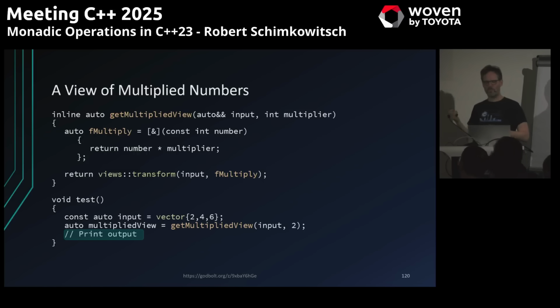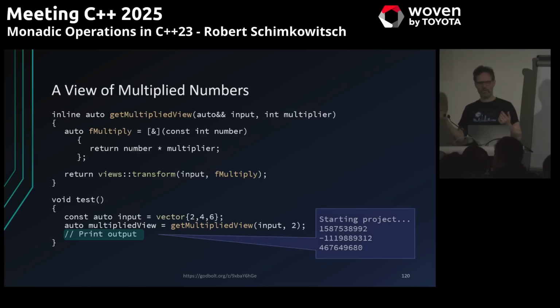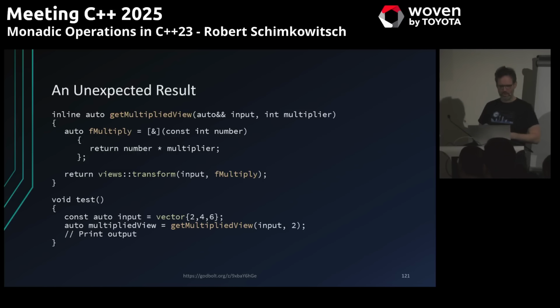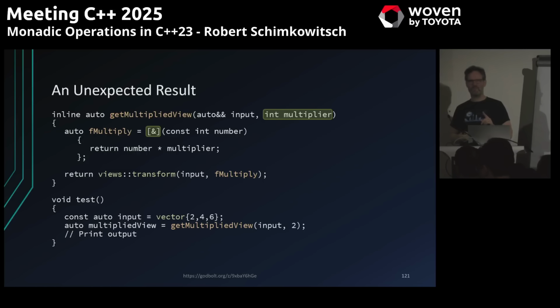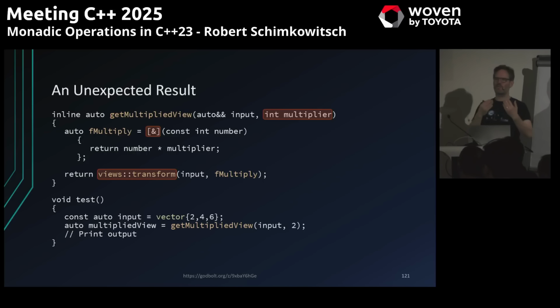And what do we expect? So 2, 4, and 6 times 2 is, okay, probably not that. But let's see where it went wrong. Okay, so I pass the multiplier by value, which is, I guess, fine for an integer. And then I capture it by reference. Okay, that sounds a little fishy, but should be okay. Oh, but the view is lazy, which means my lambda will be invoked after I have already left function scope. So I'm sitting again with a dangling reference.